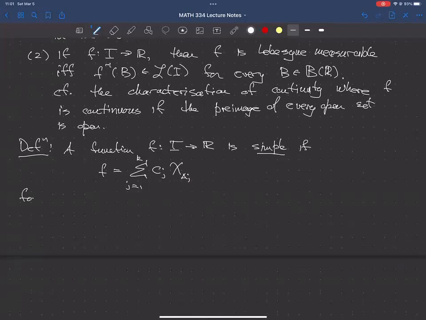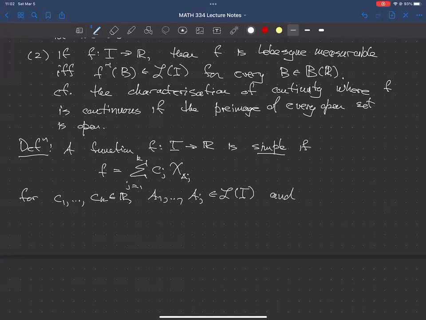Let me say what all of these things are. For c_1 up to c_k, real numbers, and A_1 up to A_k, these are measurable sets, subsets of I, and where chi sub A is the characteristic function of the set A. What that means is that it's equal to 1 when x is in A, and it's equal to 0 when x is not in A. That's the characteristic function.